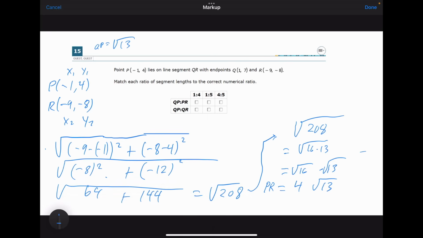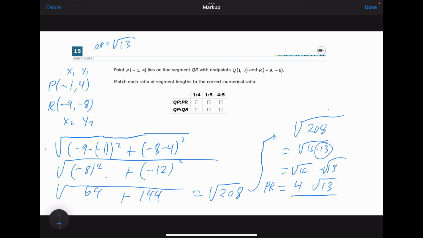Just as a quick heads up, I was able to see this because I saw that the square root of 13 was a bit of a weird number, and I was guessing that 208 was going to fit evenly with the square root of 13 somehow. That's why I initially did this breakup of 16 and 13. And it turns out that PR is exactly 4 times larger than QP. If you were in a test environment and you didn't see that initially, you would still get to this 4 root 13 number.